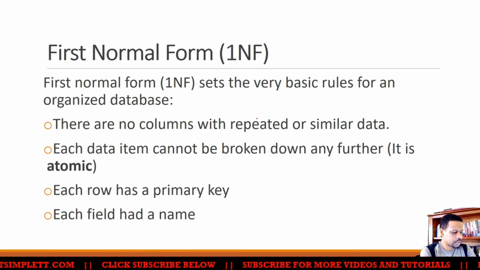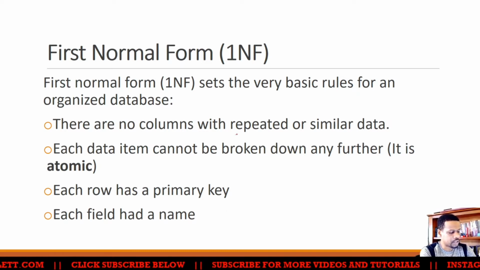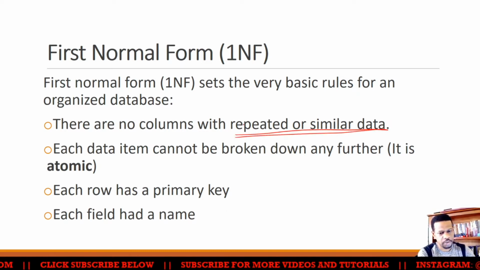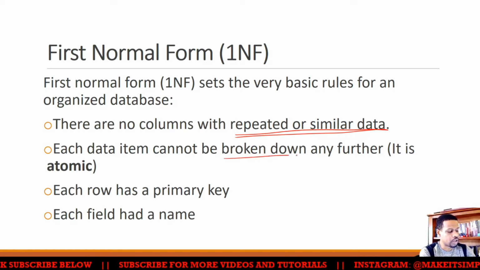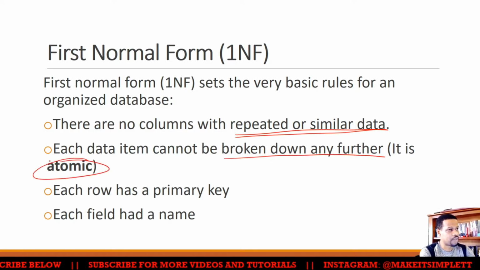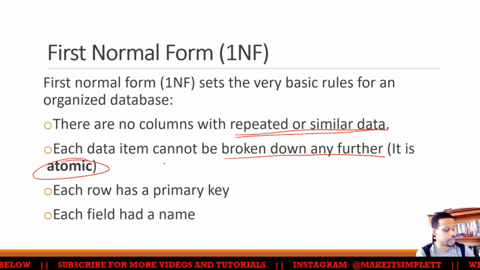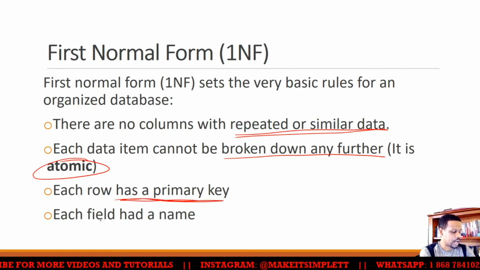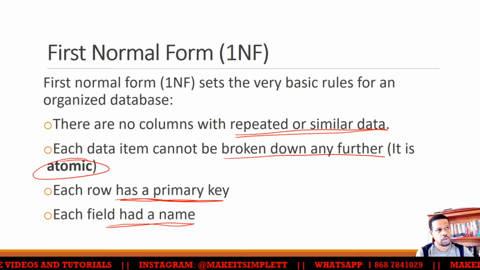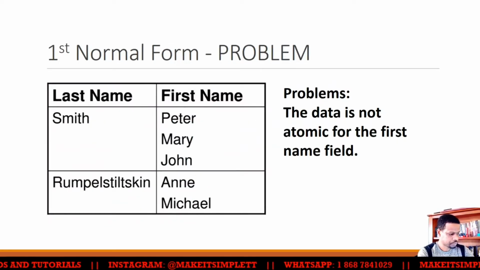First normal form: you mustn't have repeated or similar data, which is the same thing I just showed you with the telephone numbers. Data cannot be broken down any further, meaning it's atomic, so you have one field and that one field has the information. Each row should have a primary key, and each field has a name. So it will look something like this.